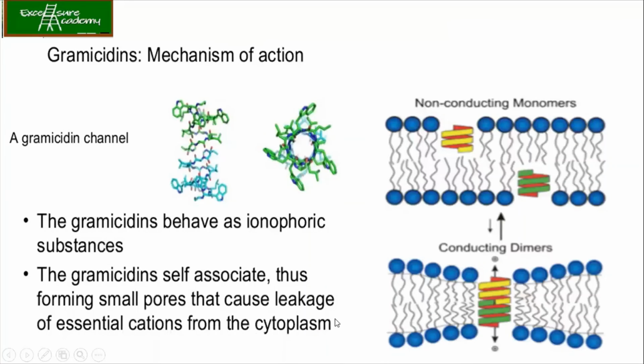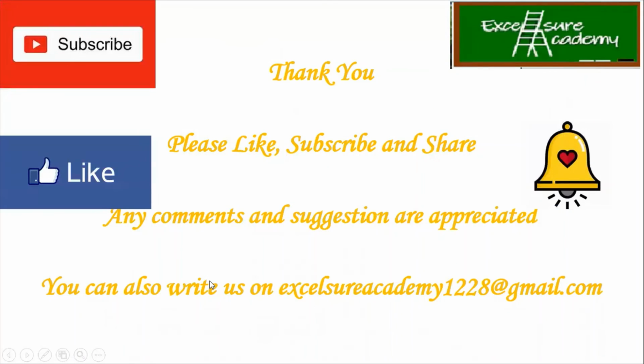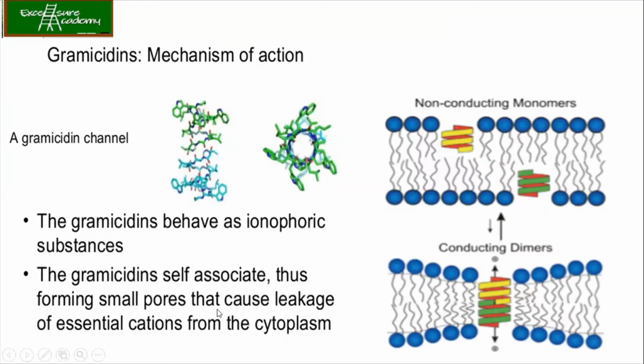The mechanism: they behave like an ionophoric substance. They self-associate and thus form small pores, which cause the leakage of essential cations from the cytoplasm. So if it is monomeric, it cannot function. See, when it is present here, it cannot allow the passage from here. If it is present here, it cannot allow the passage from here. But when they self-associate like this, they result in the formation of the pore, which will result in the loss of the ions from the cytoplasm.